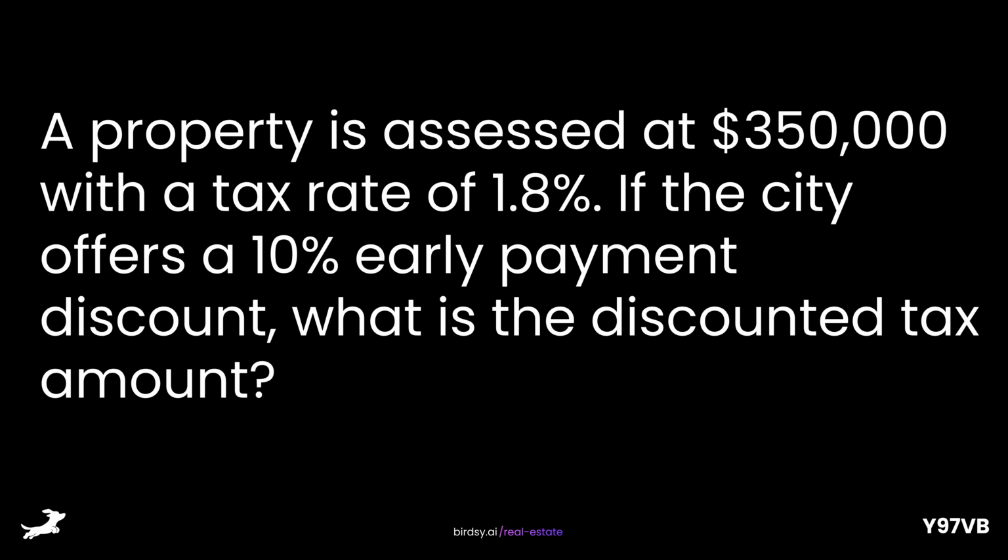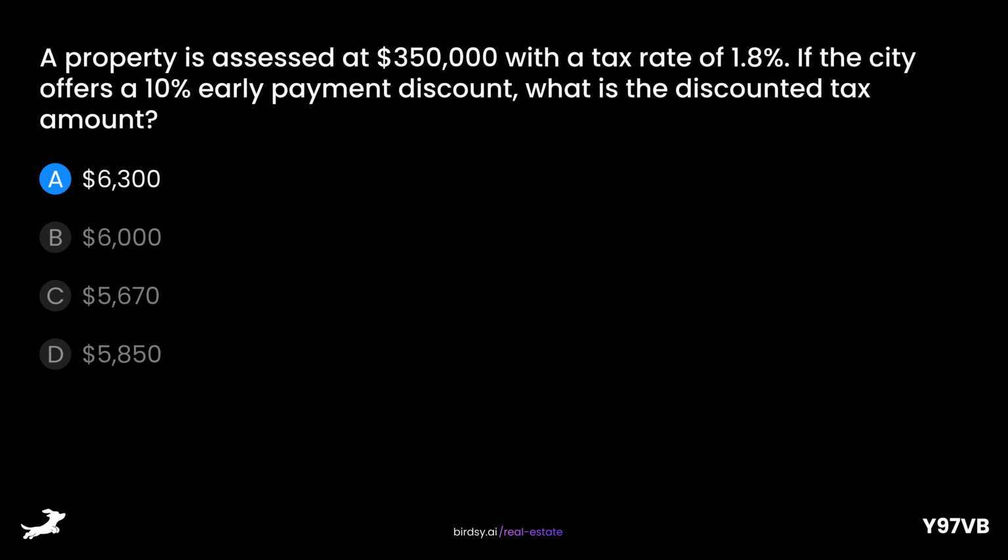A property is assessed at $350,000 with a tax rate of 1.8%. If the city offers a 10% early payment discount, what is the discounted tax amount? Is it A, $6,300, B, $6,000, C, $5,670, or D, $5,850? The answer is C.